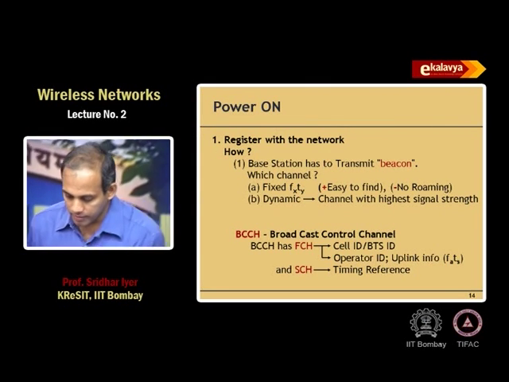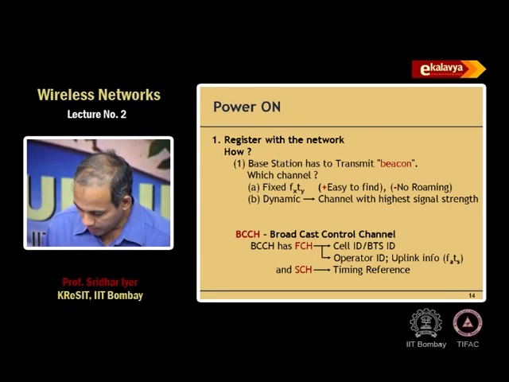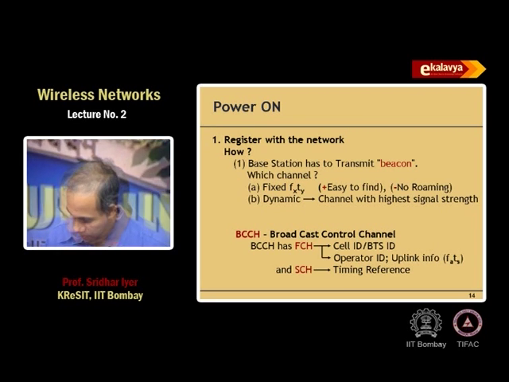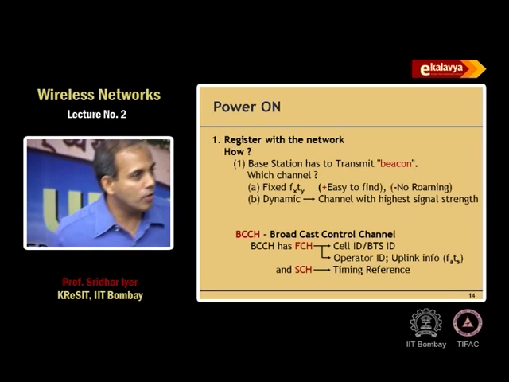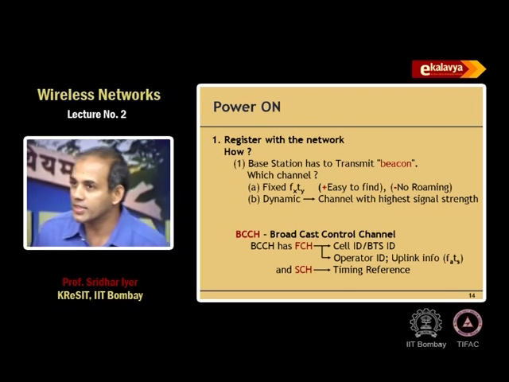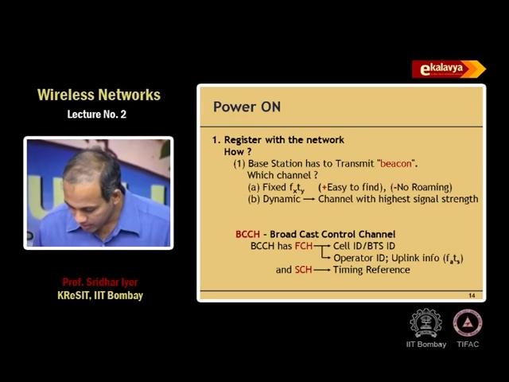What other information comes along with the BCCH? Think of the beacon as a packet being transmitted by my base station. What should go inside that packet? Cell ID. Then timing reference, location. Subscriber is the mobile node; the complement of the subscriber is the network ID, operator ID. So this is some of the key information which your broadcast control channel has to carry.